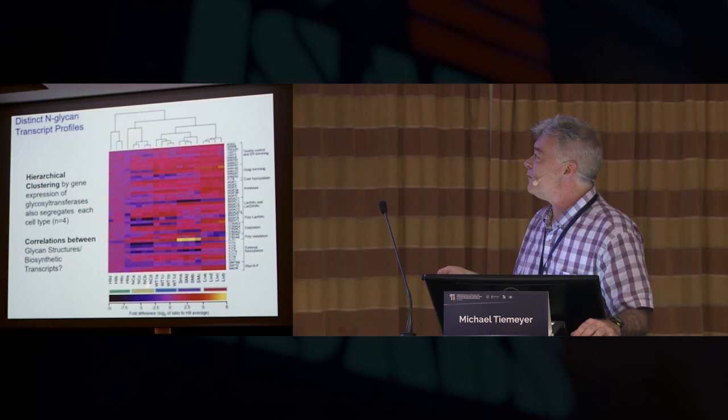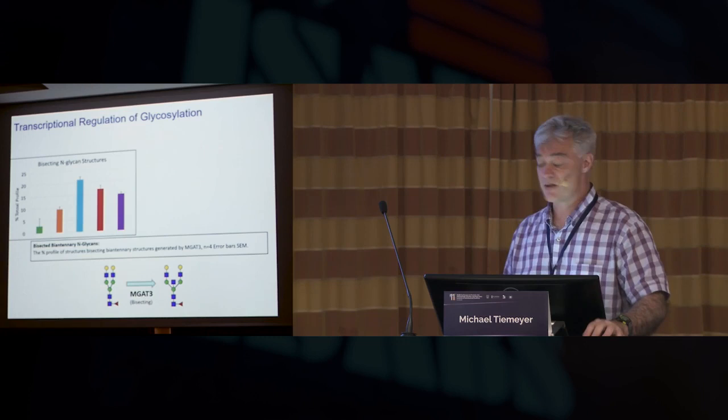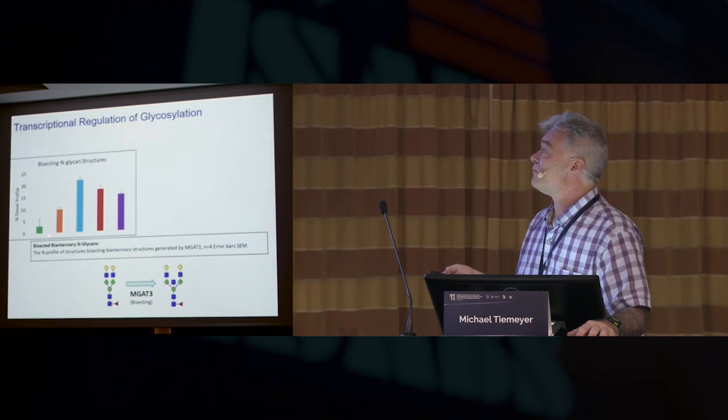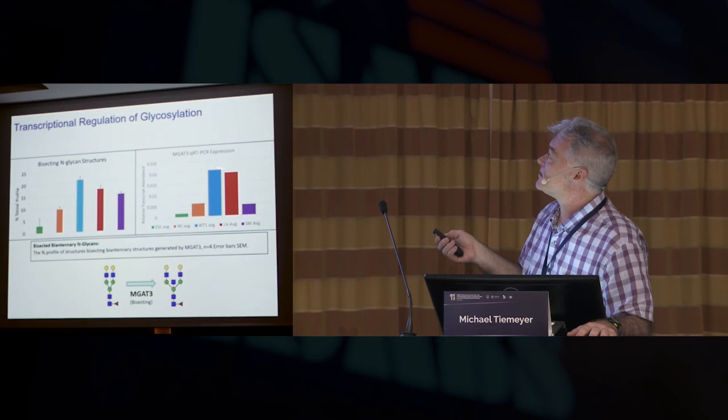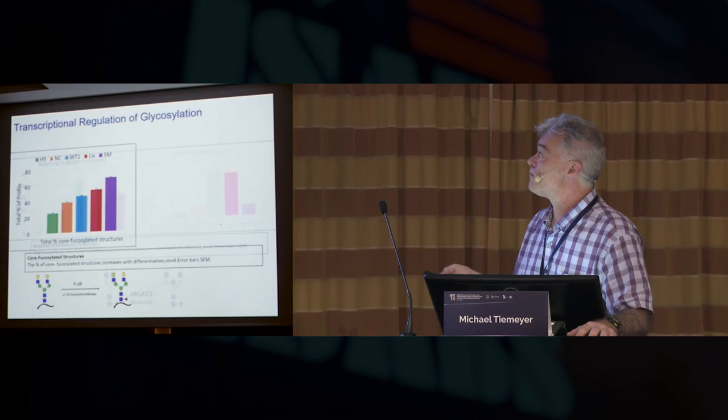So, can we draw correlations between these transcript profiles and glycan structures within these cells? And the answer is yes, we can in some cases, and in some cases we can't. But in terms of broad strokes, here's an example showing MGAT3, in terms of the amount of glycan abundance for bisected glycans across the five different cell lines, and the transcript abundance correlates quite nicely with the glycan abundance for total bisected glycans.